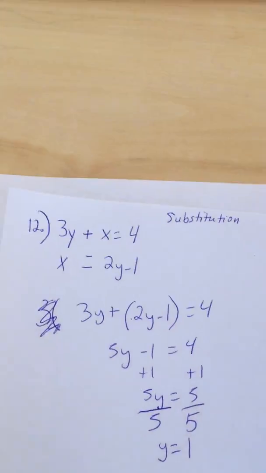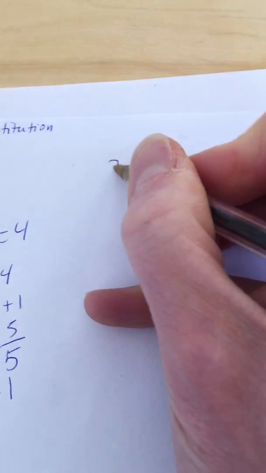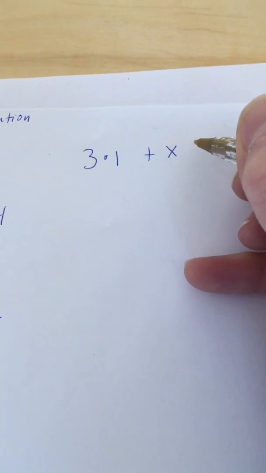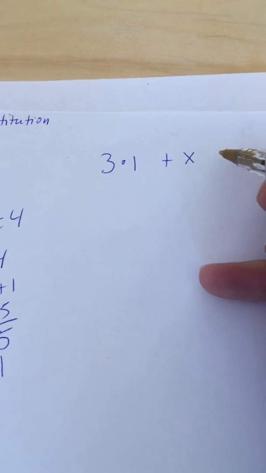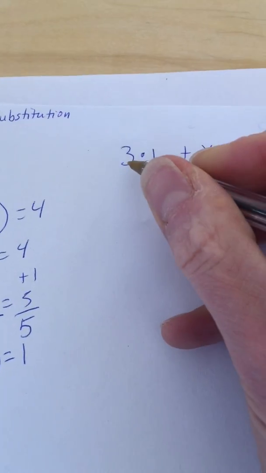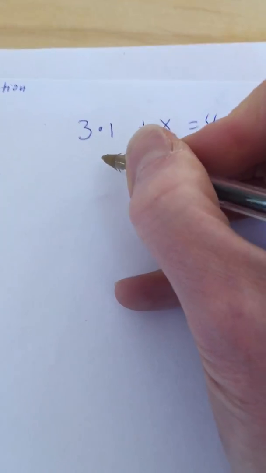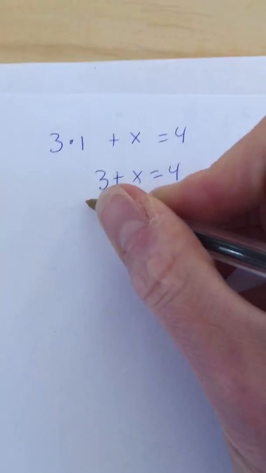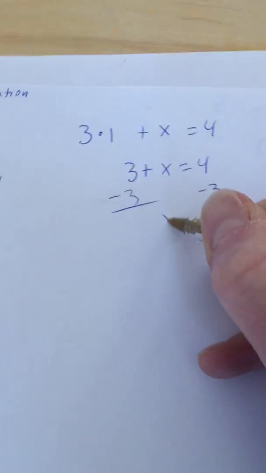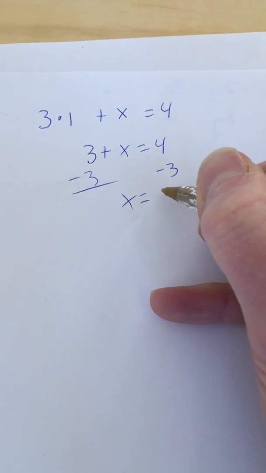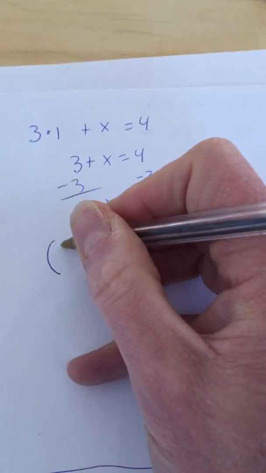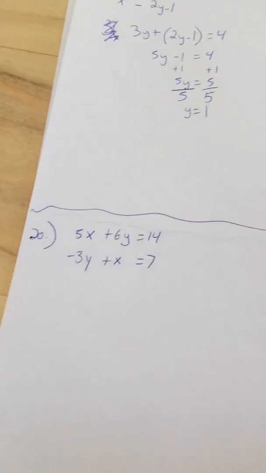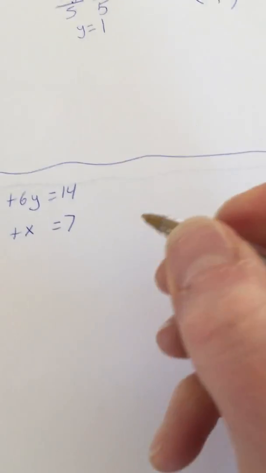Now that I know that y equals 1, I can come back up here and I can do 3 times 1 plus x, whoa, is that right? Yes, equals 4. So this is 3 plus x equals 4. And then I'm going to subtract the 3 on both sides, and x is going to equal 1. So the solution to this one is x is 1 and y is 1. So 1, 1.